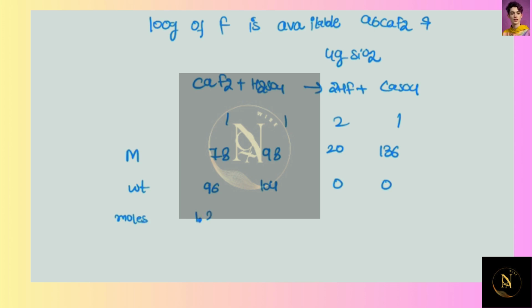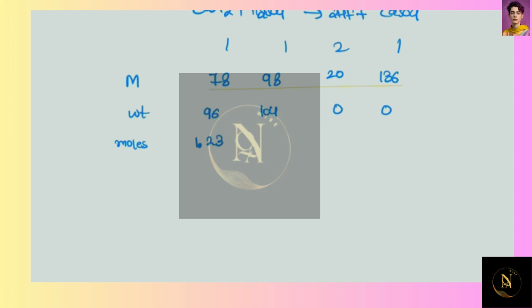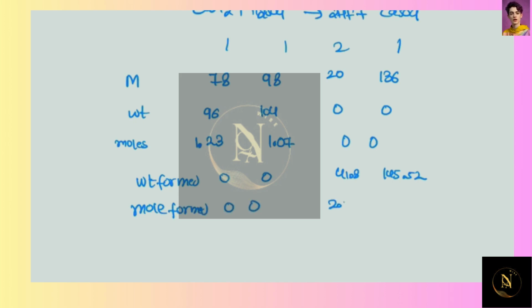Moles available is 1.23 and 1.0700. Weight formed is 0, 0 and 41.852. Moles formed is 0, 0, 2.14 and 1.07, and moles remaining is 0.16. So this is the thing here.